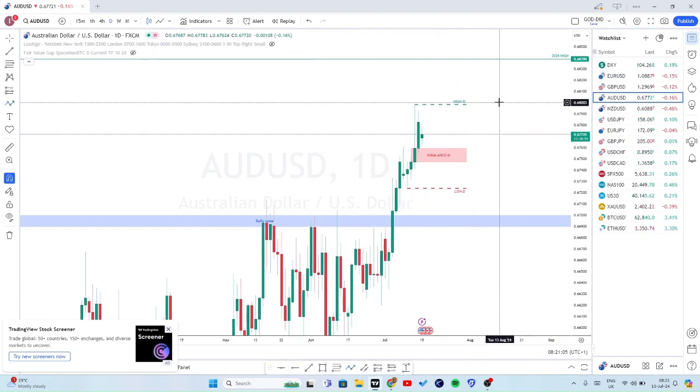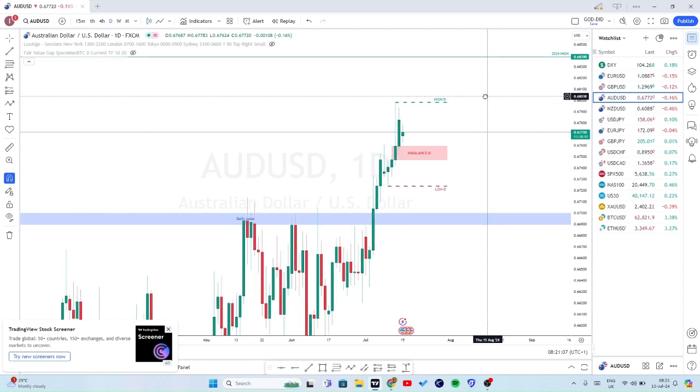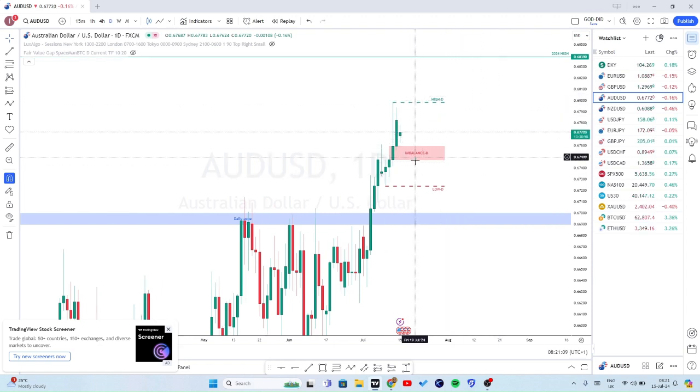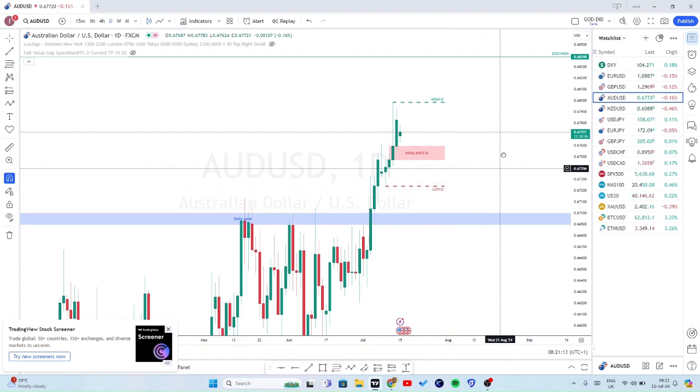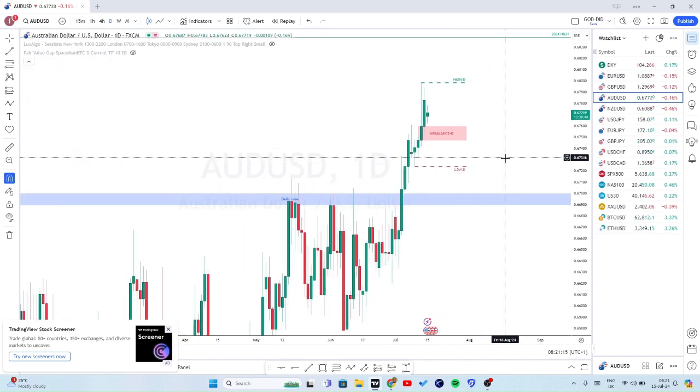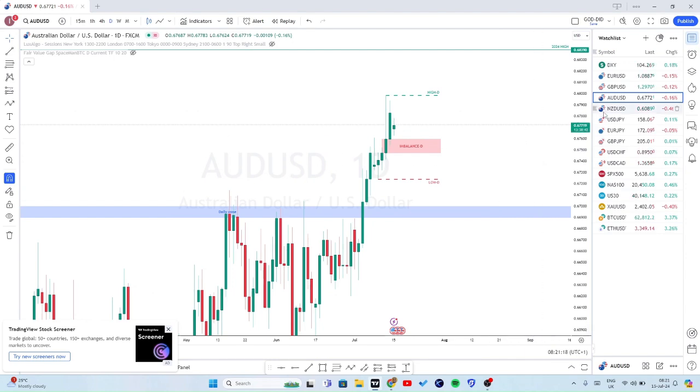But if the news does come out very strong for the United States dollar, we could have this gap, this imbalance, being filled, and perhaps a retest of this very strong resistance, which is supposed to turn into support for the Aussie.